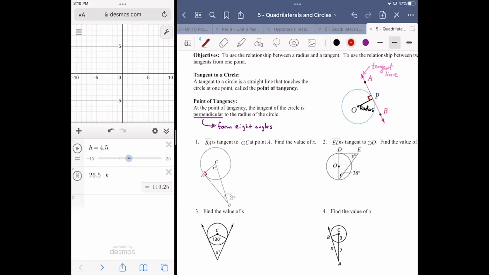So I know that's 90 degrees. We know that there's 180 degrees in a triangle. So if I knock off the 90 and knock off the 22, I'm going to get 68 degrees, and that's going to be the angle X, or the angle that is X degrees. All by just knowing that that one relationship exists. Tangent to a circle creates a 90-degree angle with the radius.